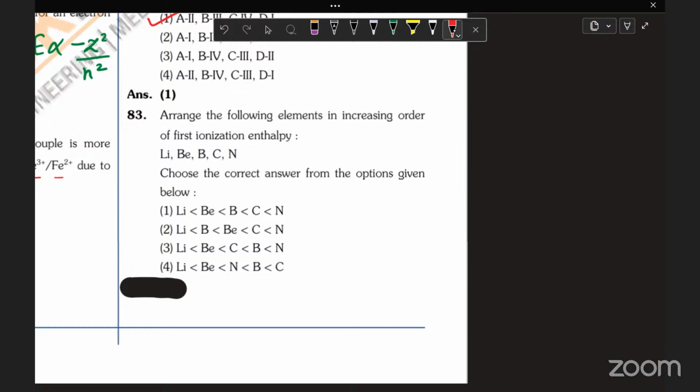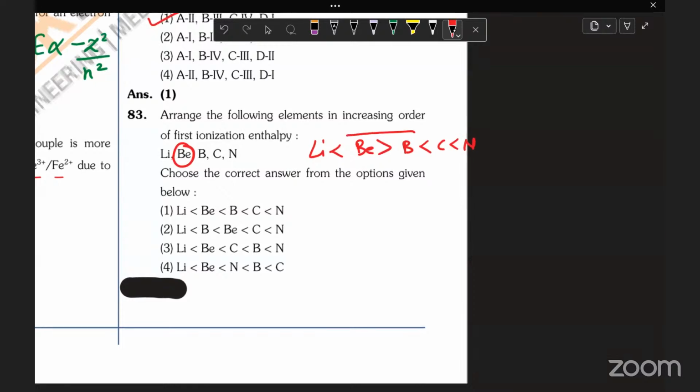Cool. So arrange the following elements in the increasing order of the first ionization enthalpy. So lithium, beryllium, boron, carbon, nitrogen, and we know beryllium, because of the fully filled orbital, I just told you, we are using the same concept again. Half filled and fully filled orbitals are extra stable, right? So beryllium has the s2 configuration, and that's why the order that we generally teach is beryllium here, then boron, then carbon, and then nitrogen.